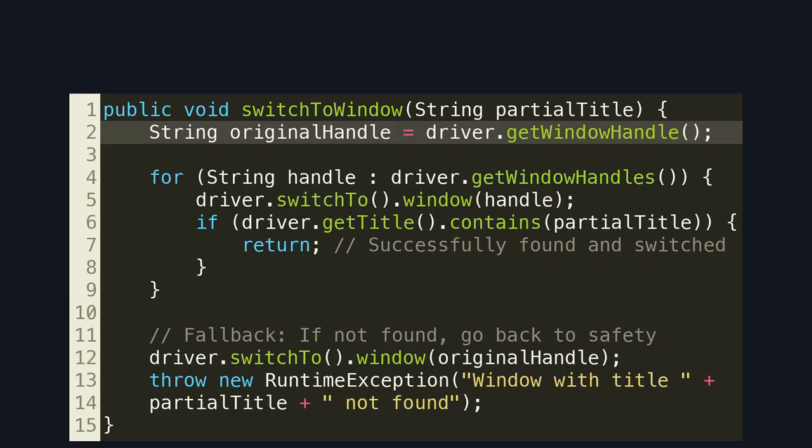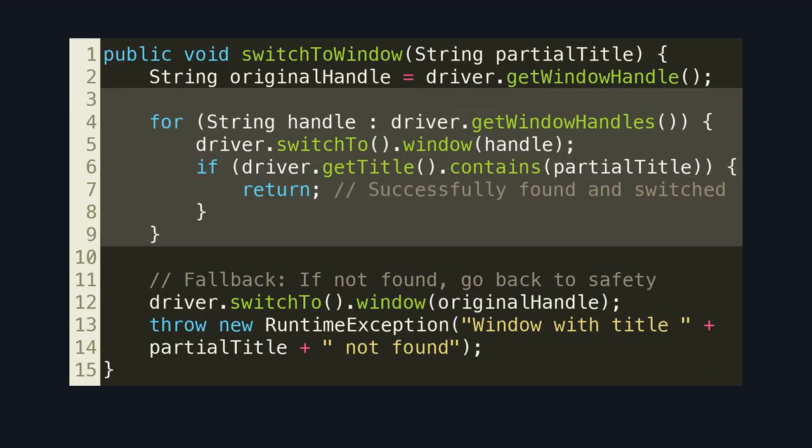First, we cache the current window handle. This is our safe harbor. No matter what happens during the switching logic, we know exactly where the main application is. We iterate through every open window and check its title. This makes the test robust. Even if 5 other pop-ups are open, we will find the specific one we care about based on its content.